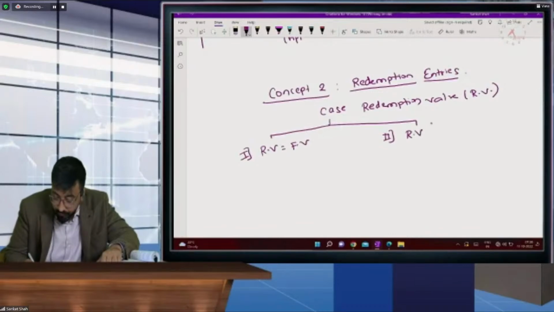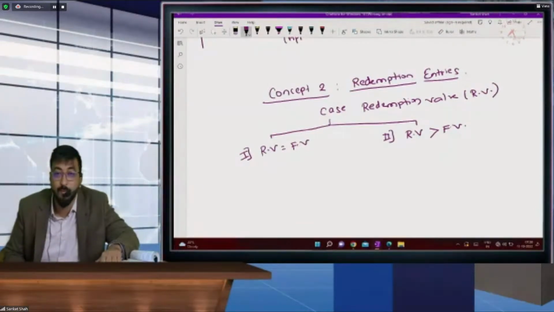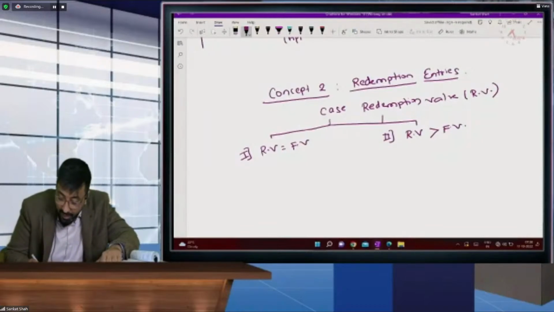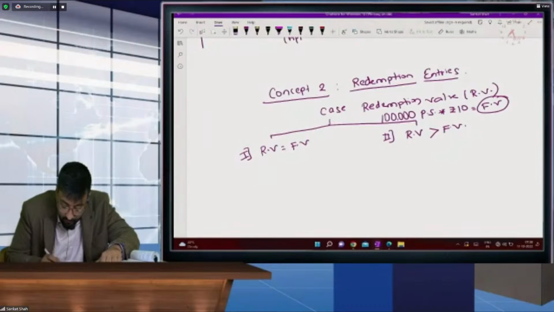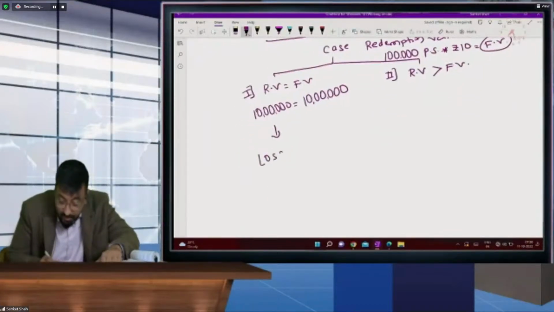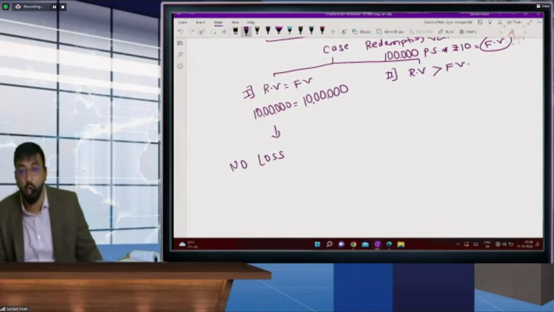Case 2: redemption value is greater than face value. You are already aware that face value means the company's registered capital with ROC, one share of rupees 10 each. Assume the company has 1 lakh preference shares into rupees 10 is equal to face value. So here redemption value is 10 lakhs, and face value is also 10 lakhs. So is the company having any losses? No, the company is not having any loss.